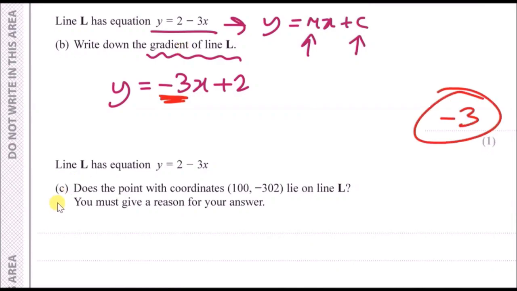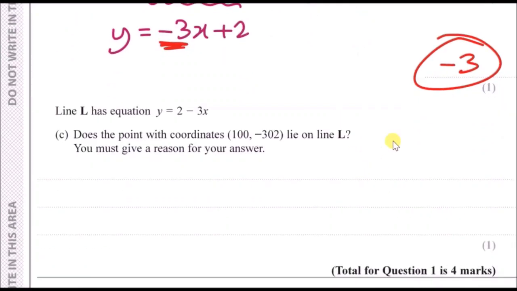Now for the second part, it says, does the point with coordinates 100 and minus 302 lie on this line? Give a reason for your answer. To show that a certain coordinate lies on a certain line, you must be able to plug in this x value and it should output the same y value. In other words, if you plug in 100 here, you should get minus 302 here. That's if it lies on the line. But let's test that for a second.